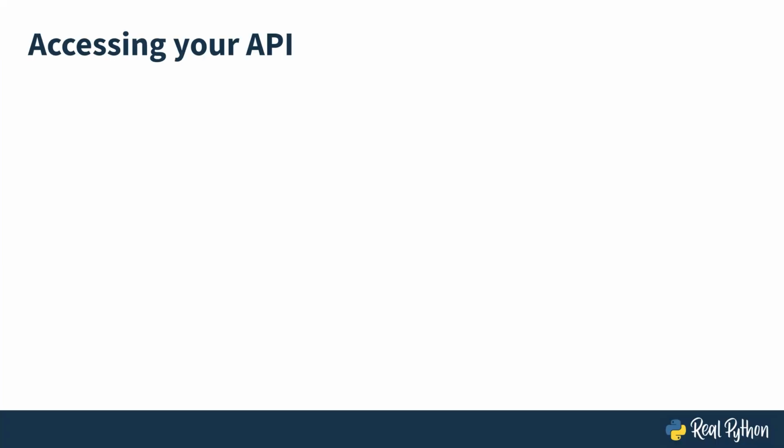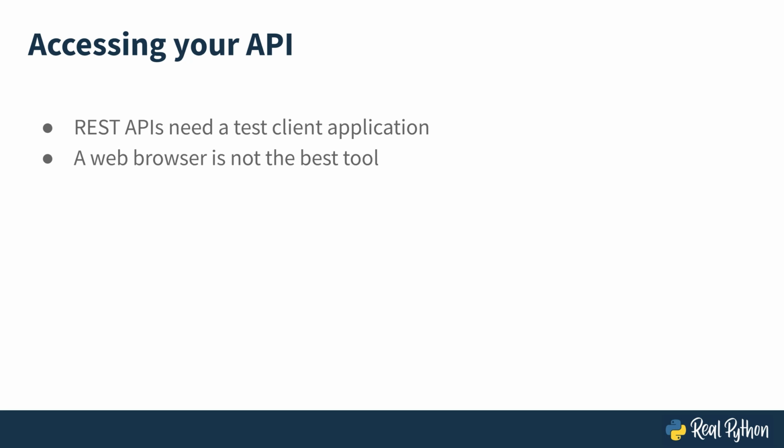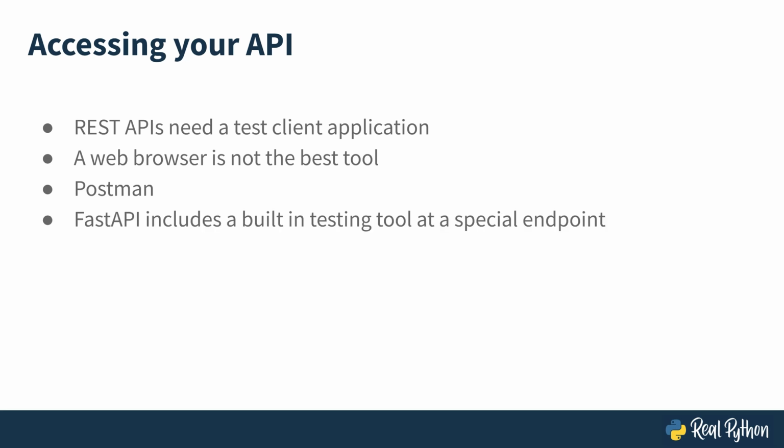As mentioned, REST APIs aren't meant to be accessed by a web browser. They are designed to be consumed by other applications. Therefore, it helps to have a client to interact with them during development, and web browsers just aren't up to the task. You could use a tool such as Postman, and if you are already using Postman, there is no reason you can't continue to use it with FastAPI. But FastAPI also includes a special endpoint that lets you interact with APIs.